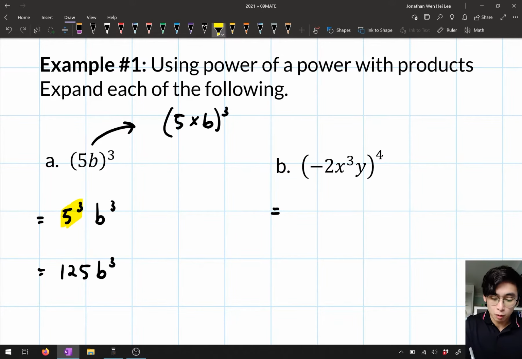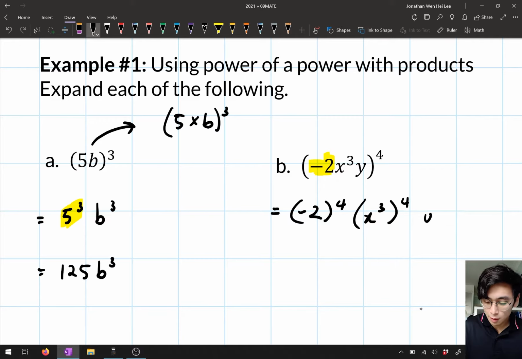Now, I'm going to make an important note here. This negative, I'm going to actually include it as part of the 2. When you've got a negative sign, we're going to include it with the number. So here, this becomes negative 2 to the power 4, x cubed to the power 4, and y to the power 4. So I'm raising each individual term to the power 4.